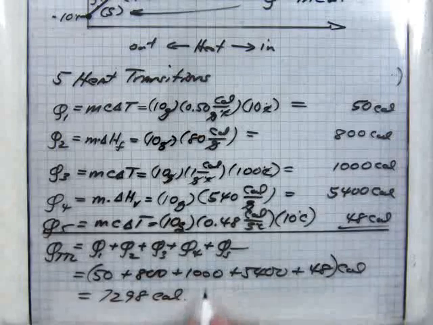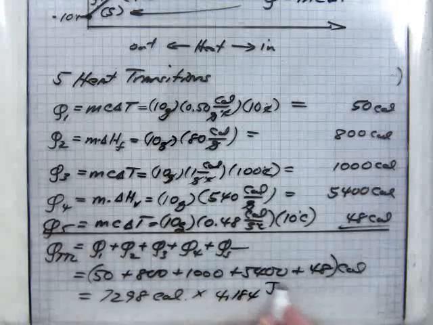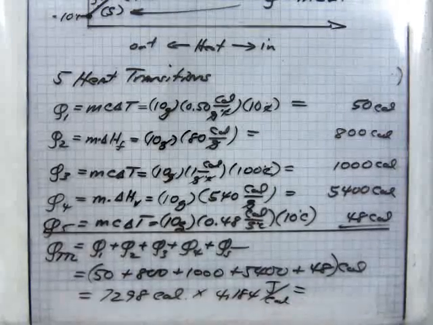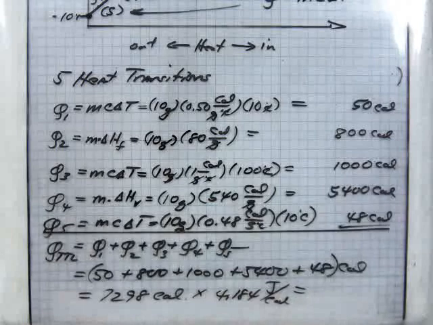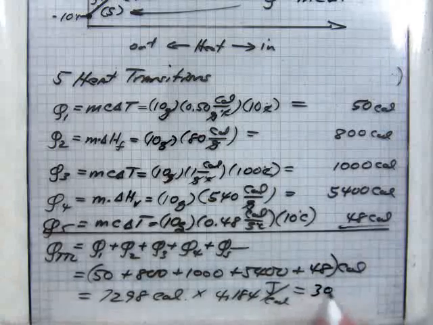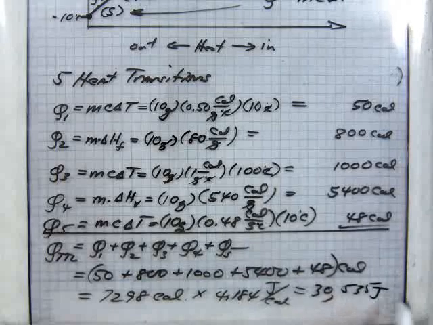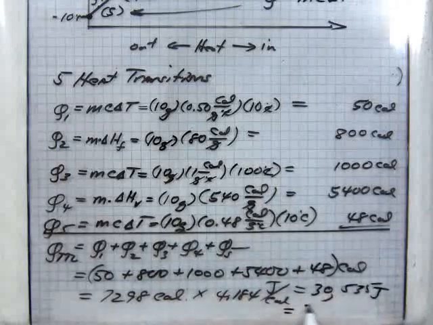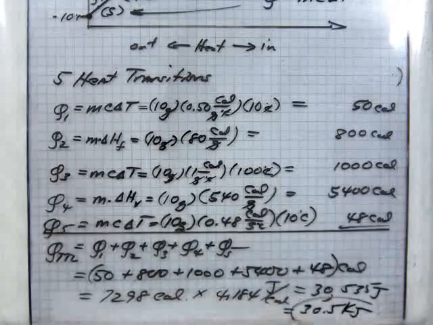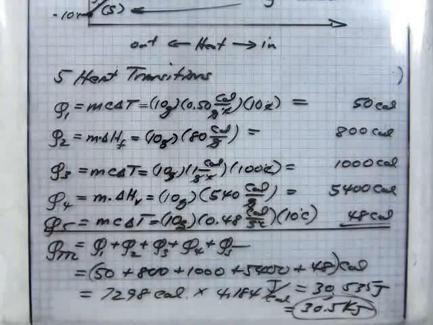If you needed that in joules, the conversion factor is 4.184 joules per calorie. And so you can multiply that. 7298 times 4.184, and that's 30,535 joules, or 30.5 kilojoules. Just divide by 1,000. It depends on what the problem's asking you to convert to.